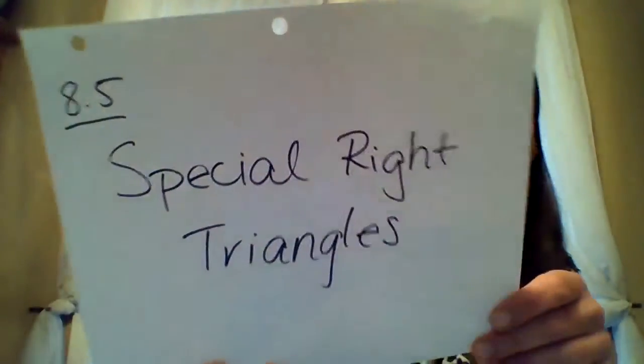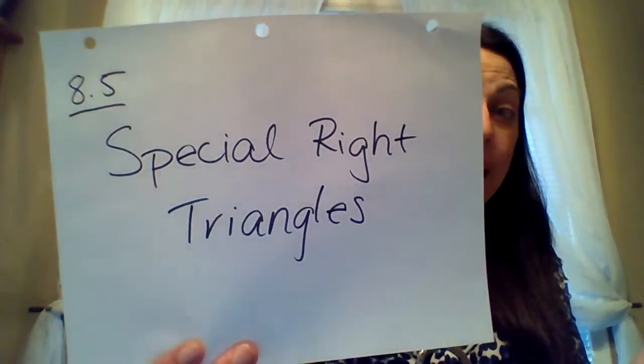So section 8.5 is about some special right triangles that we have. Now we have a few special right triangles because we see them a lot, like when we're doing buildings or when we're working in upper level trigonometry. It's just things that we work with a lot. Those two special right triangles would be a 30, 60, 90 triangle.